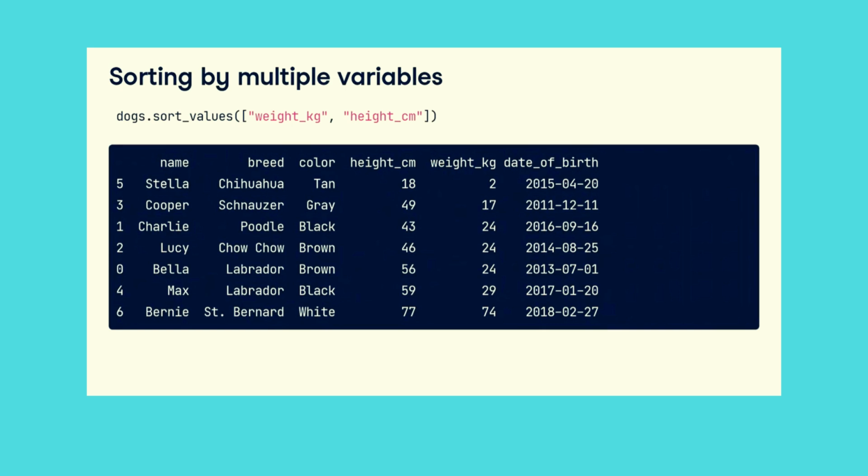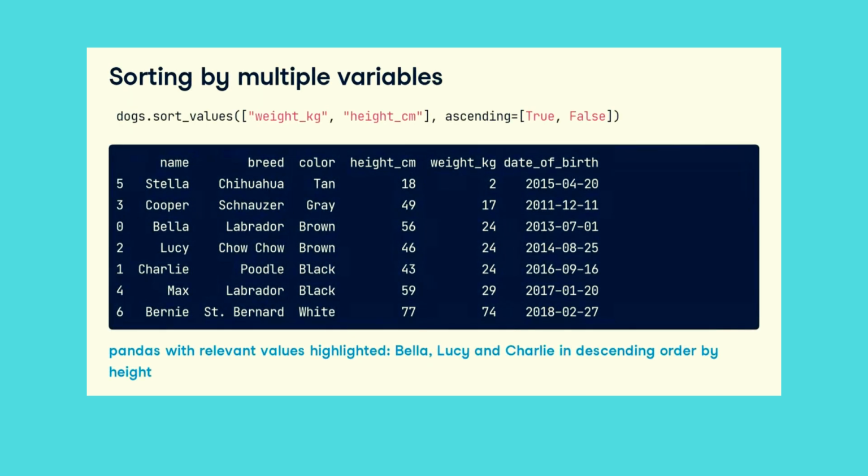Here we sort first by weight, then by height. Now, Charlie, Lucy and Bella are ordered from shortest to tallest, even though they all weigh the same. To change the direction values are sorted in, pass a list to the ascending argument to specify which direction sorting should be done for each variable. Now Charlie, Lucy and Bella are ordered from tallest to shortest.